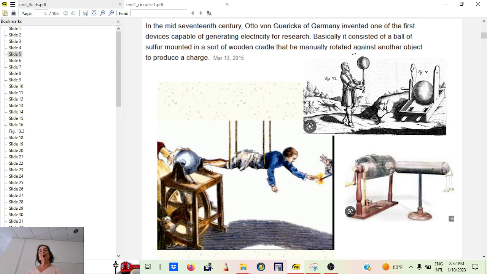So here is an example. It's the same static machine, with rubbing happening, two insulators rubbing against each other. Let's say this one is picking up electrons. So what do you think our body is? Is it a conductor or is it an insulator?